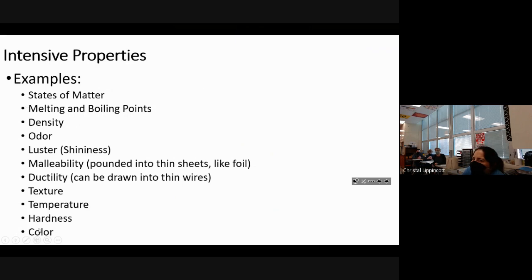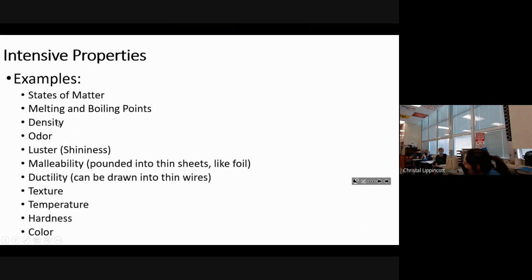These things, extra doesn't make a difference. It can be a cube of ice or it can be an iceberg. Okay? State of matter is irrelevant. It doesn't matter if you have a cup of water or a gallon of water. The boiling point is still going to be 100 degrees Celsius. It's still going to freeze at 32. Its density is still going to be the same.